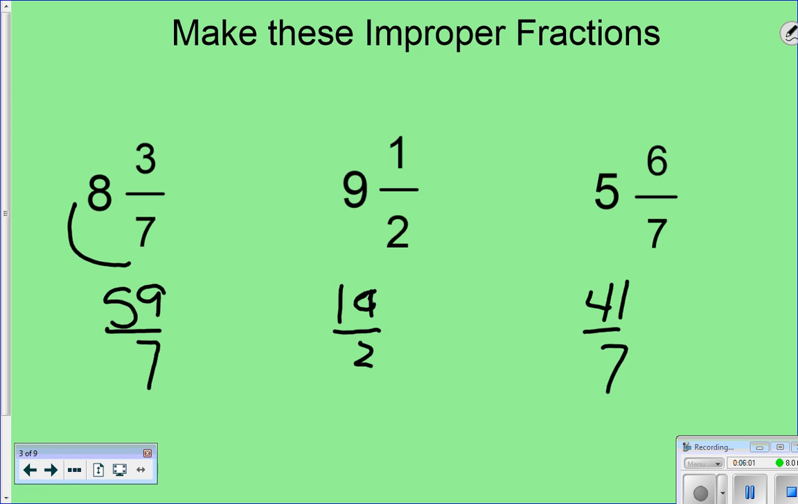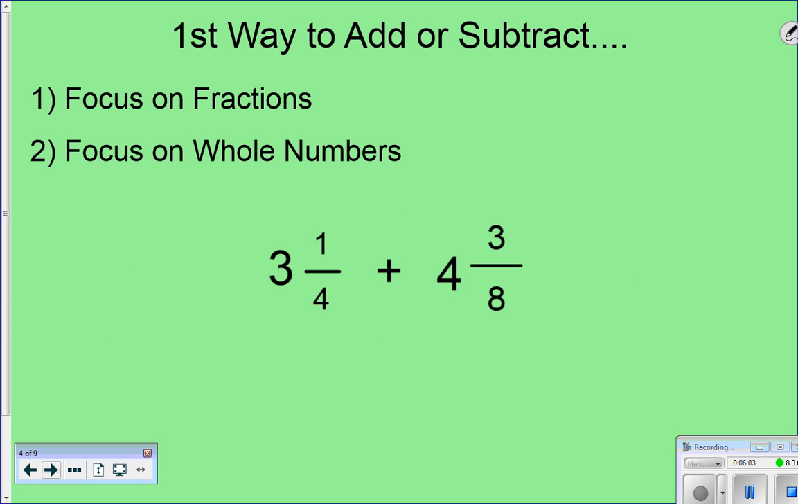Pretty good? All right, so here's the first way to add or subtract mixed numbers. I'm going to show you two ways. I want you to choose whichever way you like the best, okay? So the first way is to focus on the fractions first. Add the fractions together, okay? And then worry about your whole numbers last.